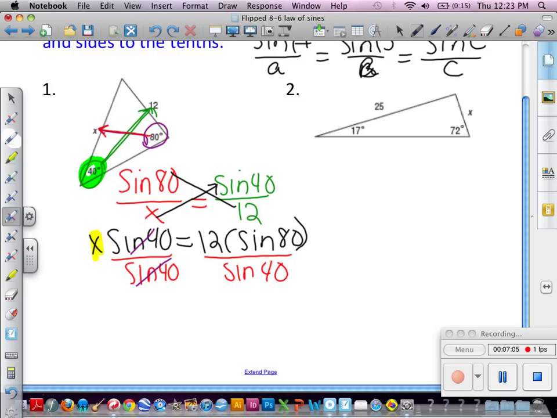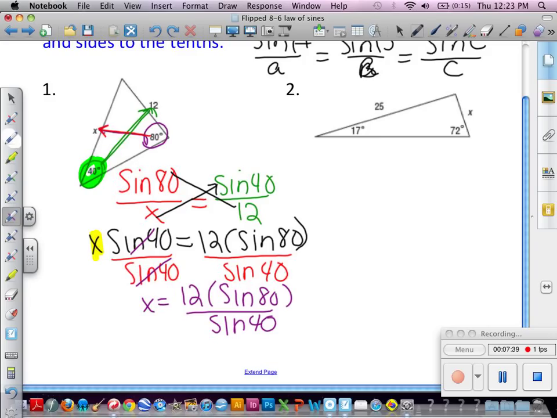Now, these cancel each other out. X equals 12 sine 80 over sine 40. Now, pause the video and type this into your calculator, guys. Take 12 times sine 80. You probably need to close the parentheses. A lot of times your calculators will give you a parenthesis. You type 80, close it because that's the end of the angle. Then hit divide, sine 40.